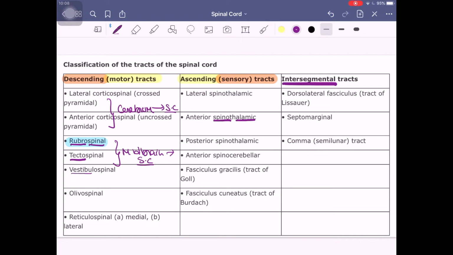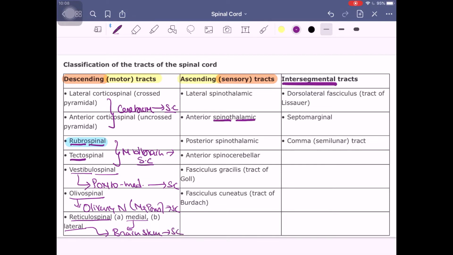Now here you also see vestibulospinal. The vestibulo is again from the vestibular nuclei, which are present at your pontomedullary junction, or simply the pons, going to the spinal cord. Olivospinal: the word olivo comes from the olivary nucleus. There is an inferior olivary nucleus present in your medulla and pons. So this also is from the medulla and pons, or brainstem you can say, to your spinal cord. And reticulospinal, in which there are two types, medial and lateral. One is from the pons and the other is from the medulla oblongata. So you can put this as from the brainstem to the spinal cord.